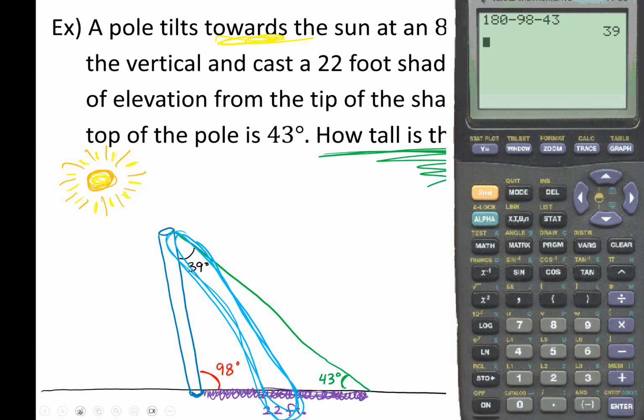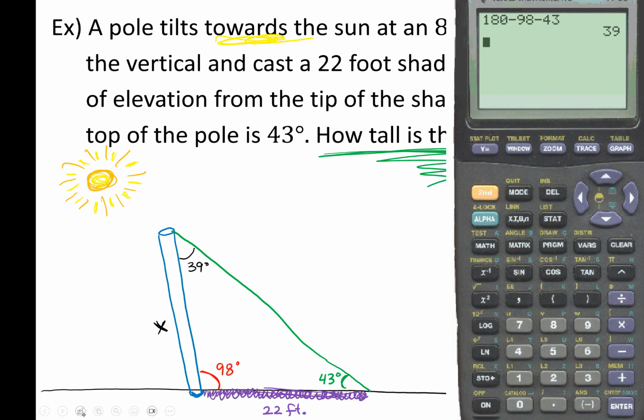Now, do we need to utilize the 98 degrees and the opposite side also? Do we need to find out that length, the green side? No, we don't. Okay, because the final question says, how tall is the pole? So we actually need to find out the length of the pole. So we need this right here.